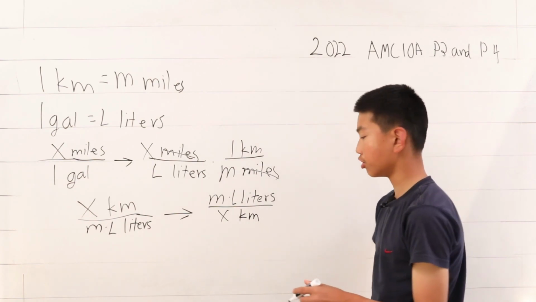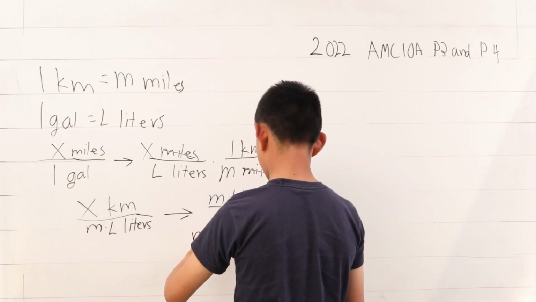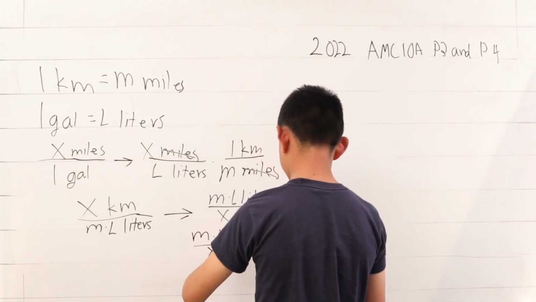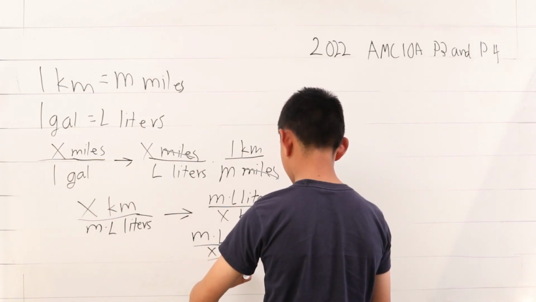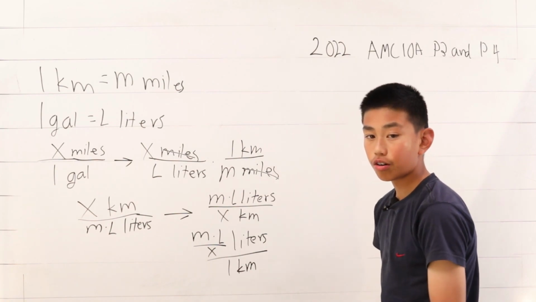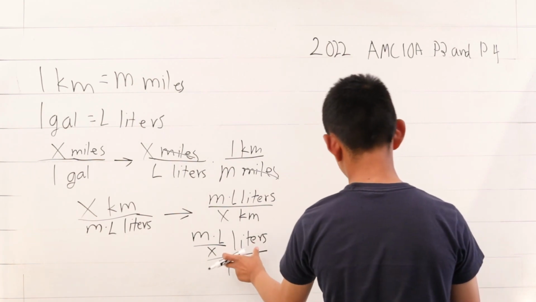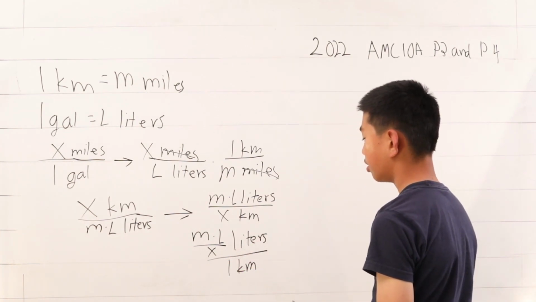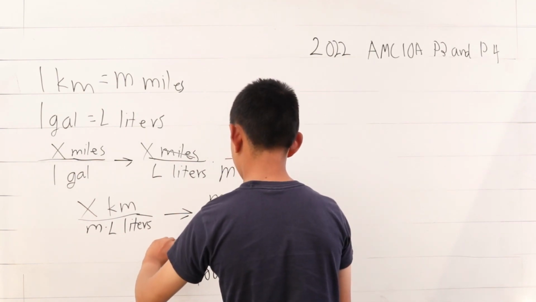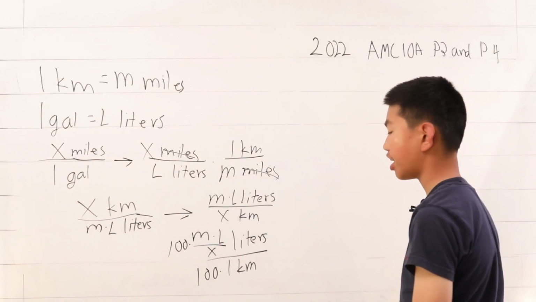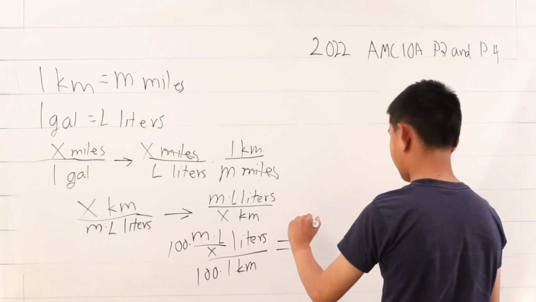Now, here's a trick we can do. This turns into M times L divided by X liters divided by 1 kilometer. Now, we want it per 100 kilometers. So that means we want 100 kilometers in the denominator. So we multiply by 100, both on the top and the bottom, to keep the value the same.